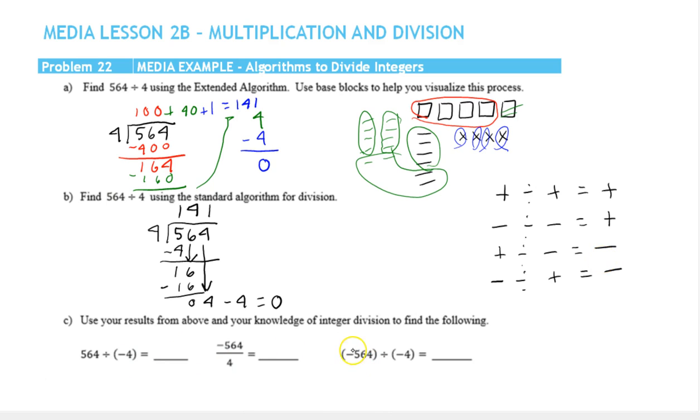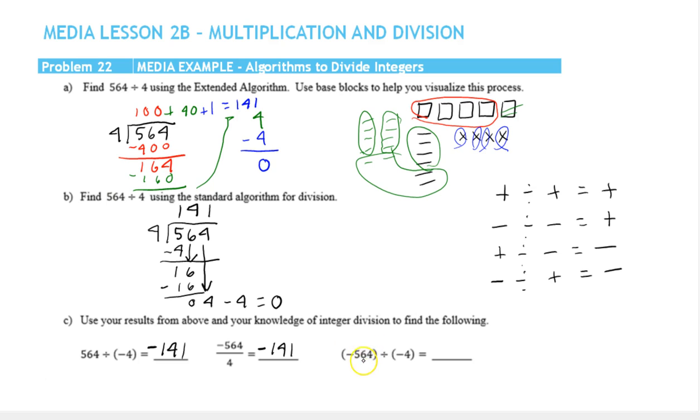Any one of these problems, you'd start by dividing the absolute values. Okay, so 564 divided by 4, well, that's what we found here. So for any one, you'd start by doing this. We have 141. And then you determine the sign based on the numbers. Well, we have positive and negative, so the result is negative. So this is negative 141. Here we have negative 564 divided by 4. Well, 564 divided by 4 is 141. We have negative divided by positive, so that's this situation, and the answer is negative.